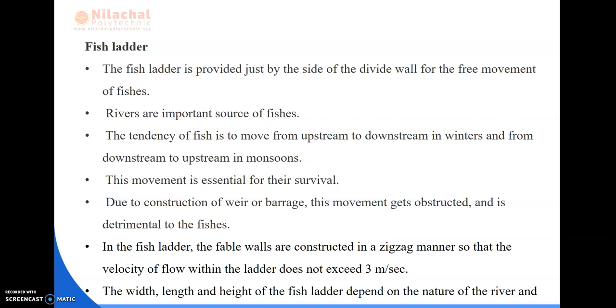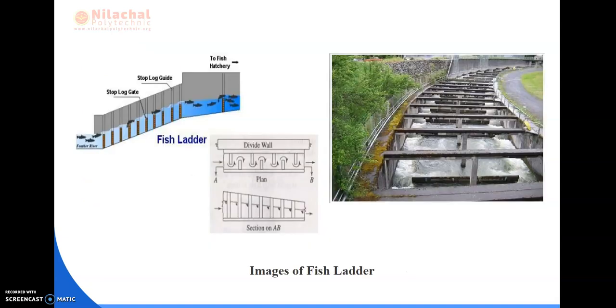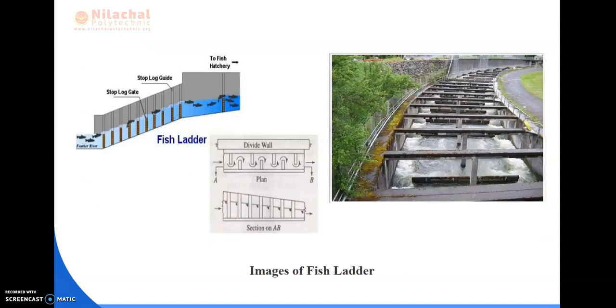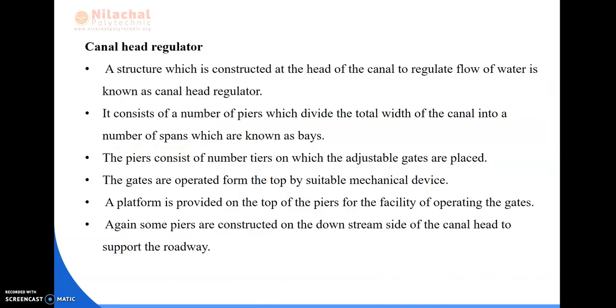In the fish ladder, the baffle walls are constructed in a zigzag manner. I have shown you in the picture here. Here the baffle walls, these have been constructed in a zigzag manner, so that the velocity of the flow within the ladder does not exceed 3 meters per second. The width, length and the height of the fish ladder depend upon the nature of the river and the type of the weir or barrage. This is the image of the fish ladder.